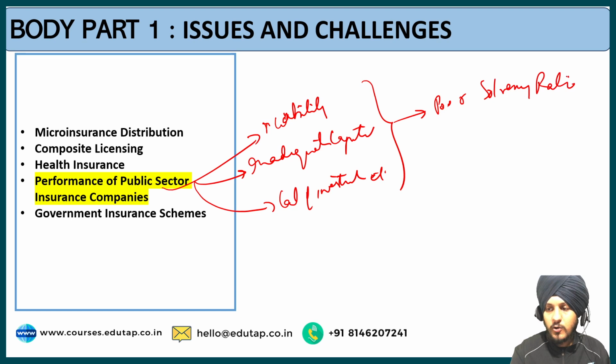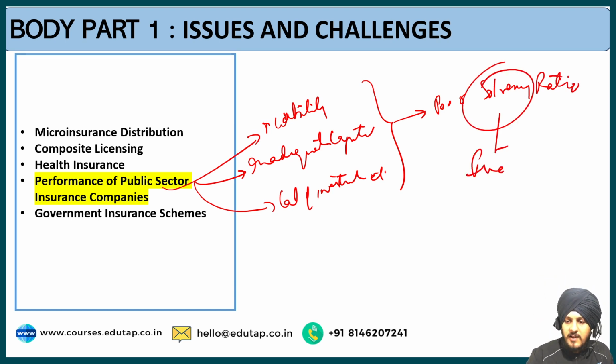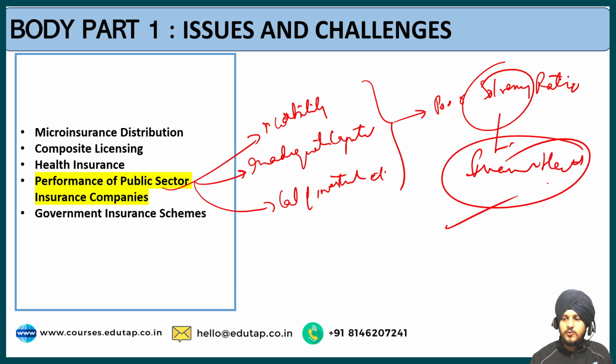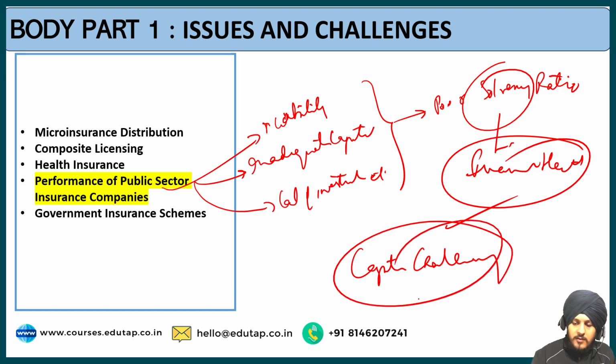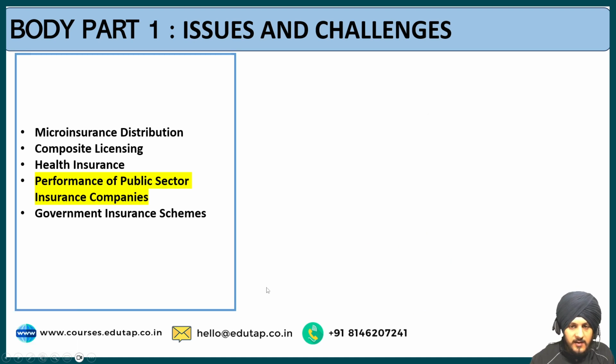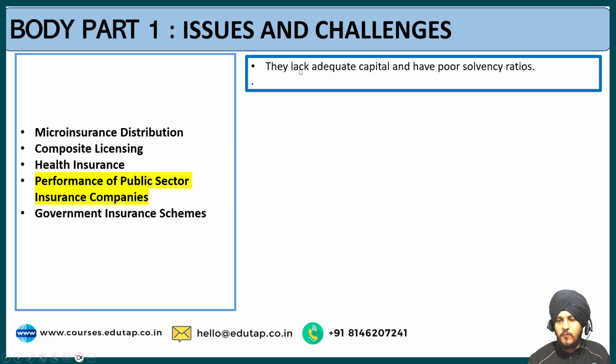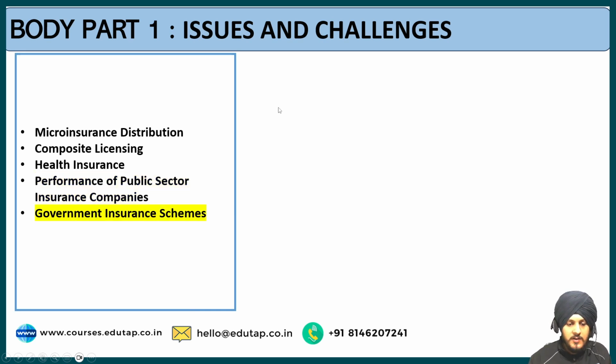Now, what do you mean by solvency ratio? Solvency ratio reflects the financial health of a company. And when the solvency ratio of a company is poor, then it means it is facing capital challenges. So that is one of the important challenges of the public sector insurance companies, due to which they have poor solvency ratios. The next point is regarding the government insurance schemes.